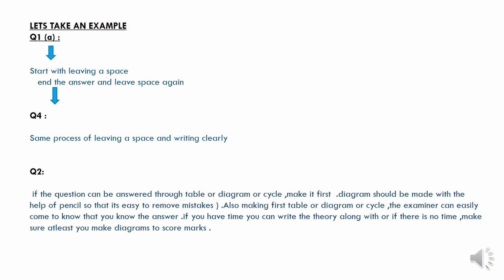All right. For the next question, if you want to attempt question number 4, then write down the question number 4, leave the space and write down very clearly. Question number 2, if the question can be answered through a table or diagram, suppose you have any questions that can be answered through diagrams, cycles or tables, the diagram should be made first of all. Suppose you have less time, then just leave the theory part, and in the diagram you can explain everything, whatever you want to write, okay.